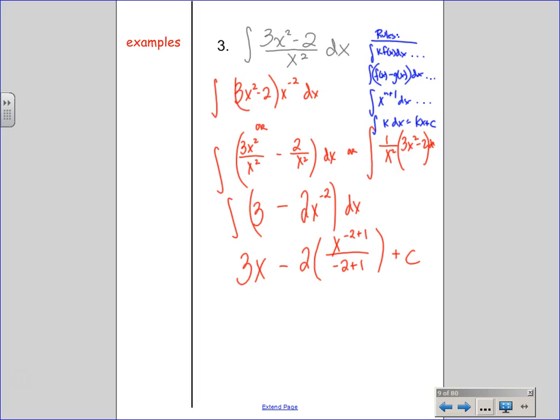And we end up with 3x minus x to the -1 over -1. Isn't that going to be a plus? It's going to be minus a negative. 2 divided by -1 is -2. Does this make sense? Hopefully the answer is yes, but here's the problem.